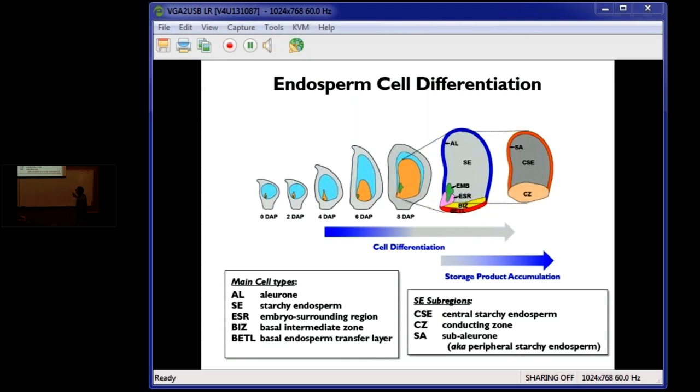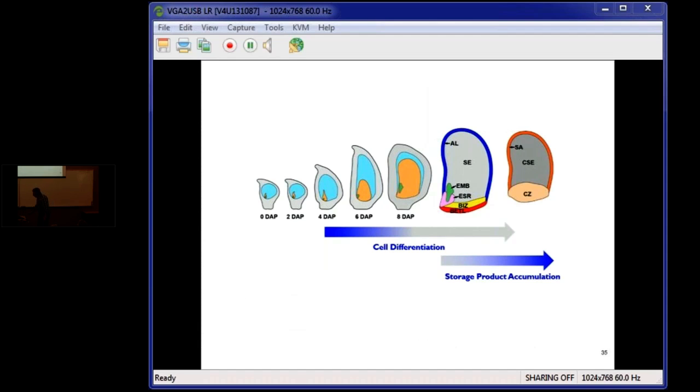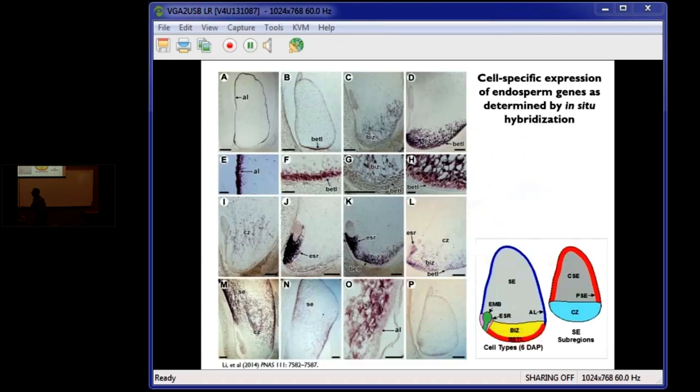Now, there are subregions within the starchy endosperm, and so you can see already at this early stage, it's a highly specialized structure. So this is something that we've been interested in, and so we decided to take those genes that we had identified via their temporal patterns of expression, and see where they're expressed during endosperm development. And so here's a new method that is used. This is a method that has been around a long time.